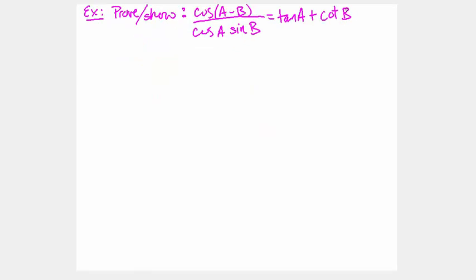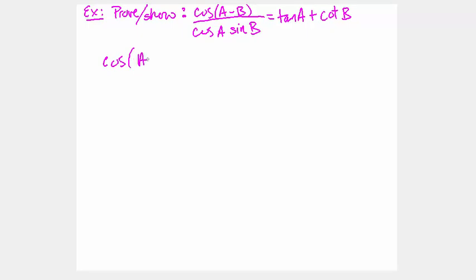Let's take a look at one more example where we want to prove or show the following identity. We want to prove that the cosine of a minus b over the cosine of a sine of b is equal to the tangent of a plus the cotangent of b. Now, remember our strategy, which is start with the more complicated looking side. I hope it's clear that the left side of this original equation looks more complicated. So I'm going to rewrite that and then see what we can do with it.